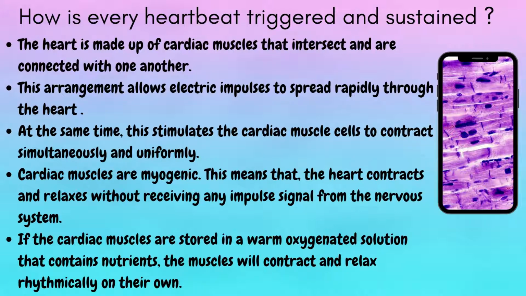For example, if the cardiac muscles are stored in a warm oxygenated solution that contains nutrients, the muscles will contract and relax rhythmically on their own. So, a heart which is mainly made out of cardiac muscles can be taken away from the host, and if kept in a suitable environment, it will still pump on its own. This is why the easiest transplant in the medical world is the heart transplant. However, this does not mean that it is the most common transplant. For your information, the most common transplant is the kidney transplant.